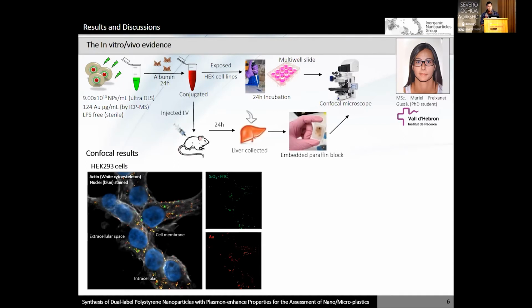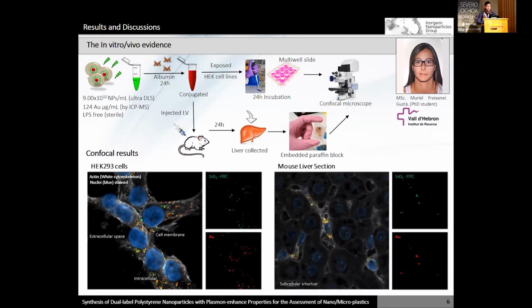But also, in addition to that, we did an intravenous injection of these conjugated particles, and we collected the liver to make an embedded paraffin block. And the results are also really interesting. The nanoparticles were located in subcellular structures, and again, doing this spatial correlation, we can see that in the fluorescent mode we collect the fluorescence of the dye, but in the reflectance mode we are also collecting the reflection of the gold, looking at the same spot.